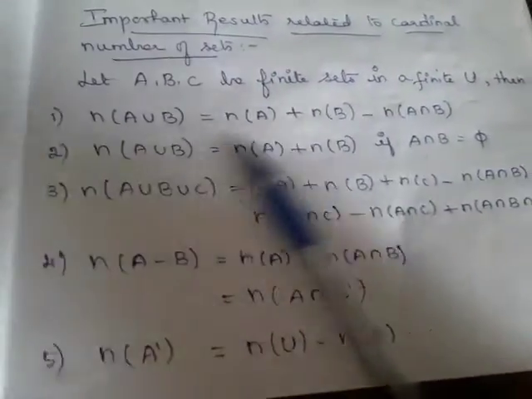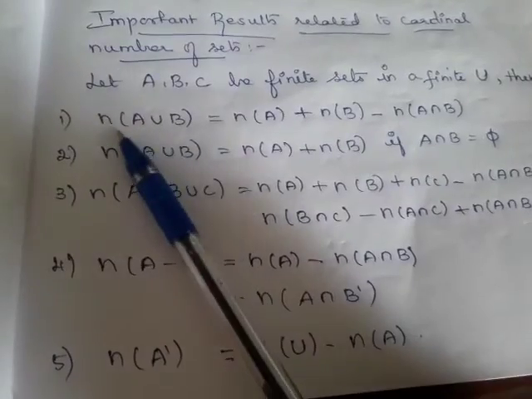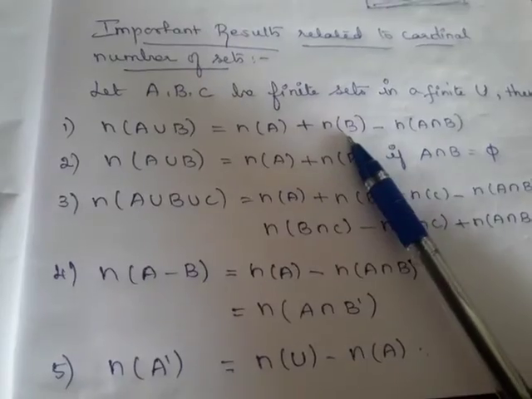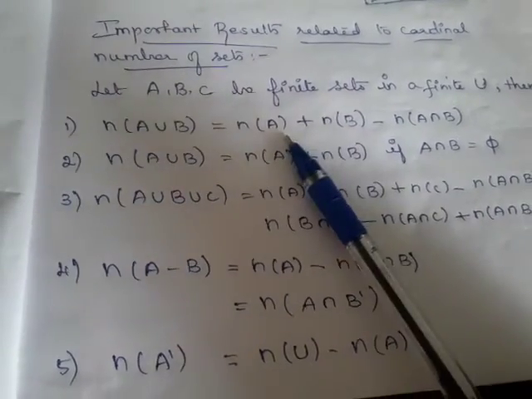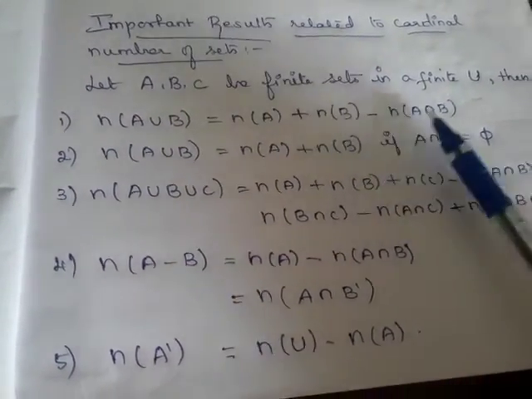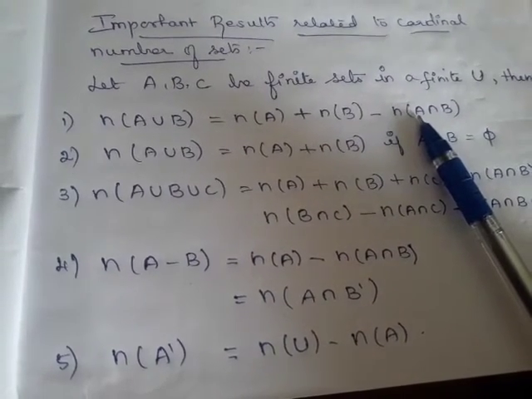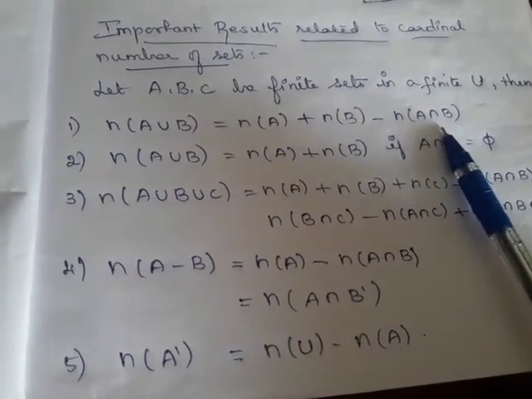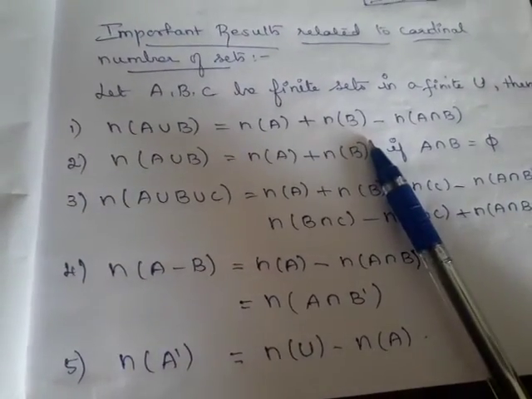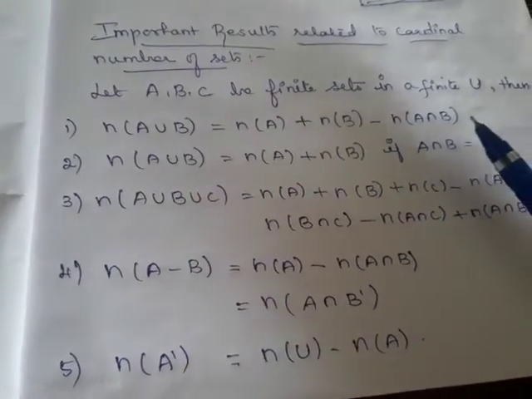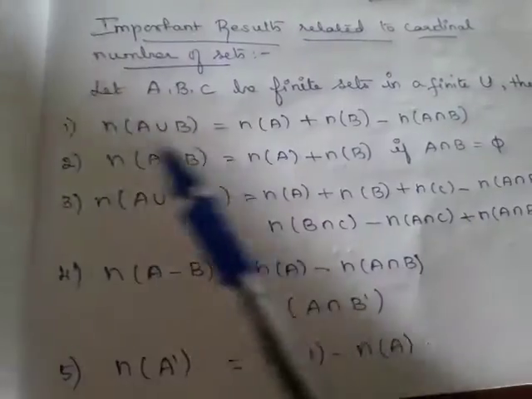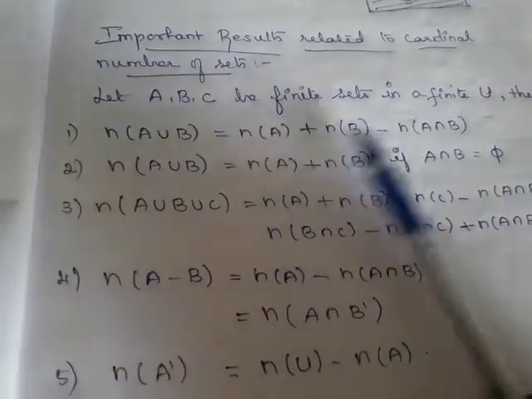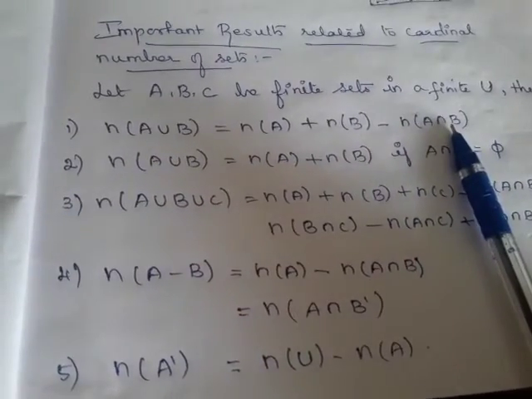If you think for a while, you can understand it easily. What we do in the A union B operation is write all the elements of A as well as all the elements of B, leaving the common elements, in the sense leaving the repeating elements. So how many elements will be there in A union B? The number of elements in A plus the number of elements in B minus the common number of elements. We won't write them once again, right? So that's why the number of elements in A union B is equal to n of A plus n of B minus n of A intersection B.